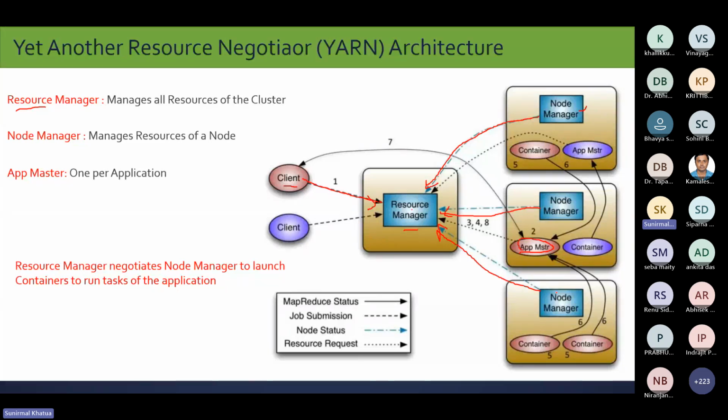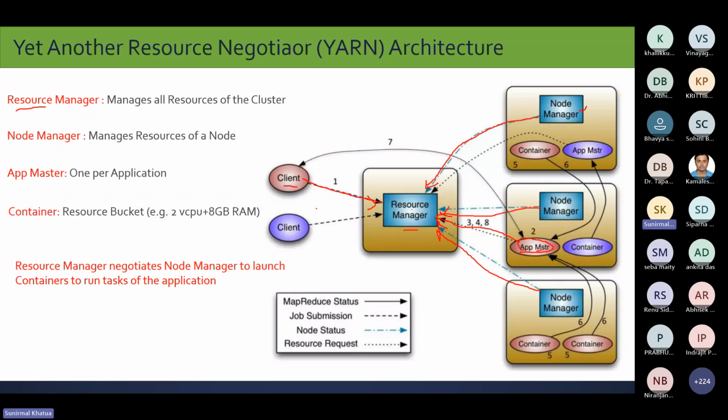It will negotiate for the resources for running that MapReduce job. For some data, I need so much CPU and so much RAM to do that map task or that reduce task. So that negotiation is done between the resource manager and the node managers. And with that, the app master will be updated that the application has started somewhere. And after that, there is a container.